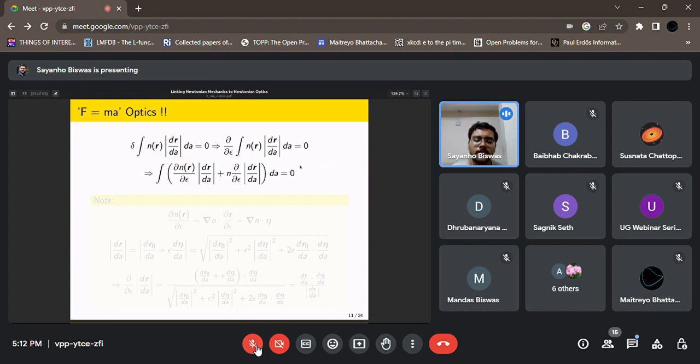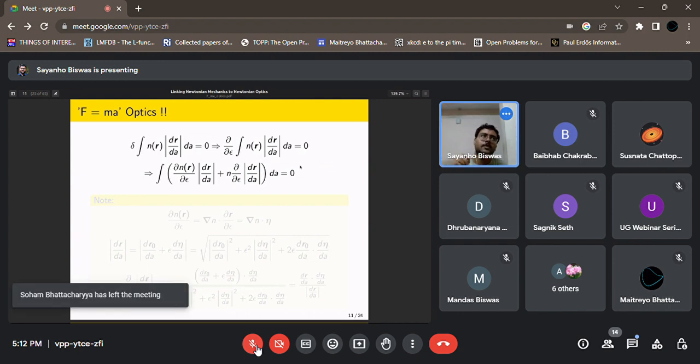That means what I'm trying to do is the partial derivative of n with respect to epsilon. n is basically the refractive index. So the partial derivative of the refractive index with respect to epsilon means what I have written. I have written it as gradient of n dot dou r dou epsilon. Why is it so? If you want me to explain, I can explain. You just have to listen very patiently.